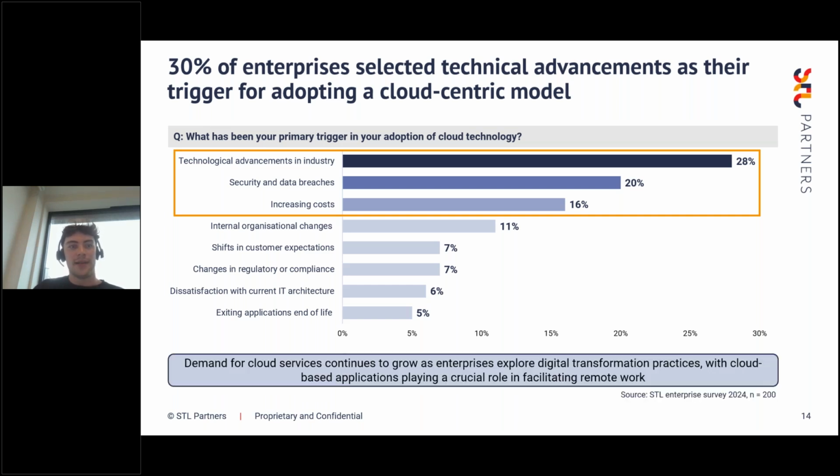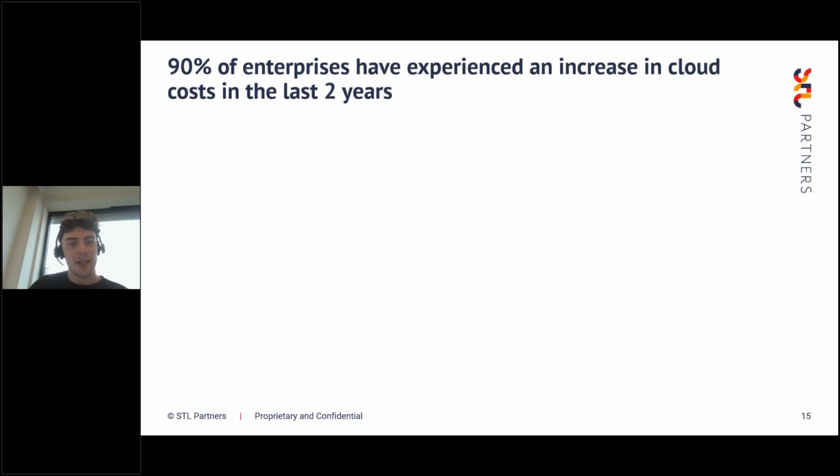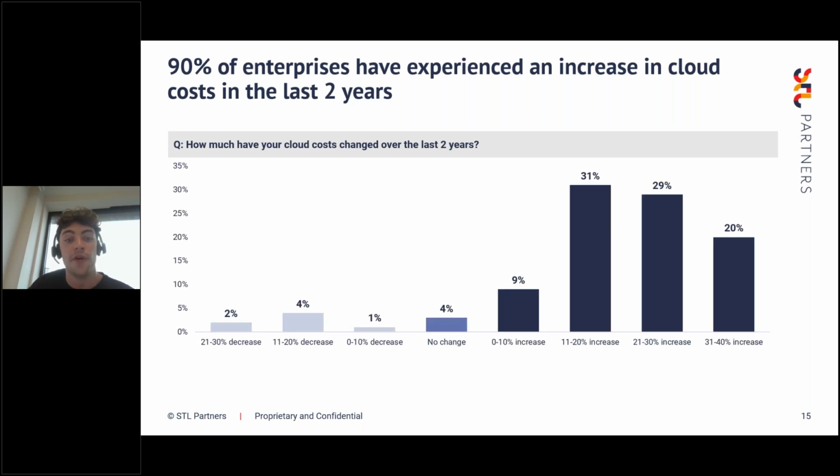Increasing costs has cropped up both as a main challenge for enterprises and as a primary trigger for them in adopting cloud over the last couple of slides. So we're going to dive into this in a little bit more depth now. The key takeaway is that in the last 2 years, 90% of enterprises have experienced rising cloud costs, with 80% of these experiencing over a 10% increase in costs. And it's due to the factors that we've mentioned over the course of the last few minutes.